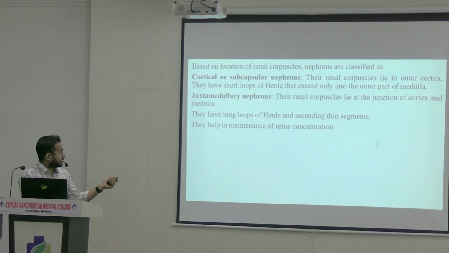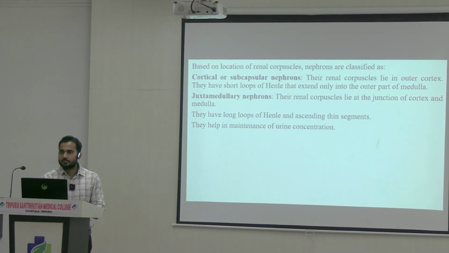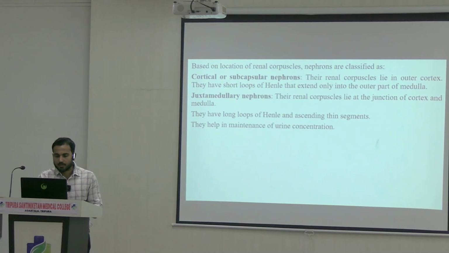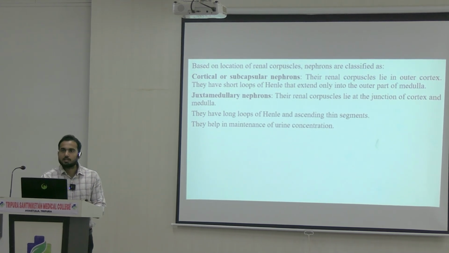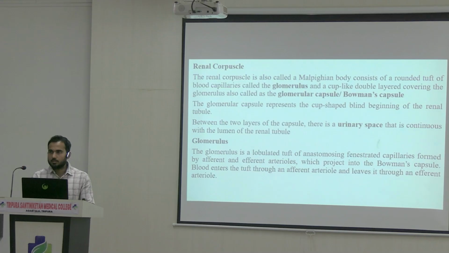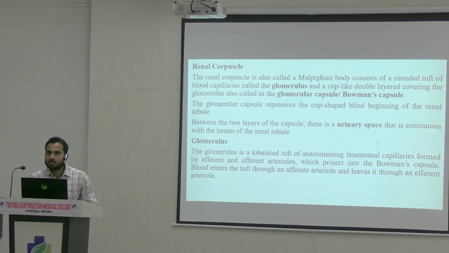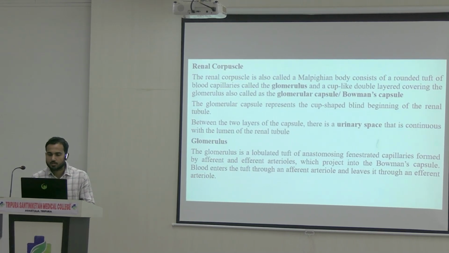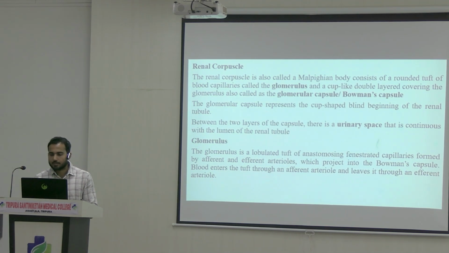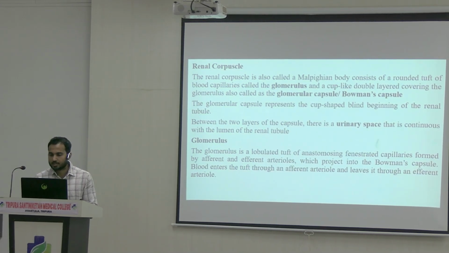Next, in the juxtamedullary nephron, the corpuscle lies at the junction of the cortex and the medulla. So the placement is different, and obviously the function will also be different. The juxtamedullary nephrons help in maintaining the concentration of the urine. In the nephron, I have mentioned that two parts are there: the renal corpuscle and the long renal tubule. First we'll discuss the renal corpuscle, also called the Malpighian body. Here you get a round tuft of blood capillaries called the glomerulus, and the cup-like double-layered covering of the glomerulus called the glomerular capsule or Bowman's capsule.